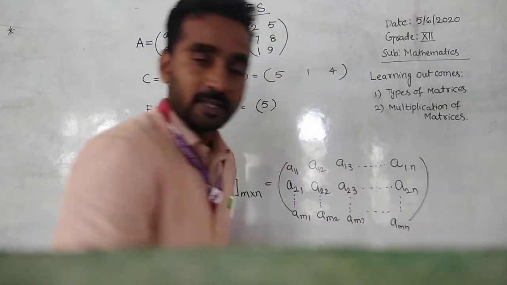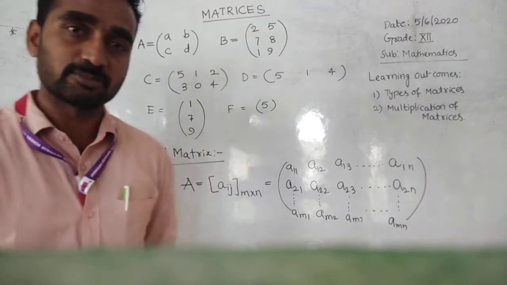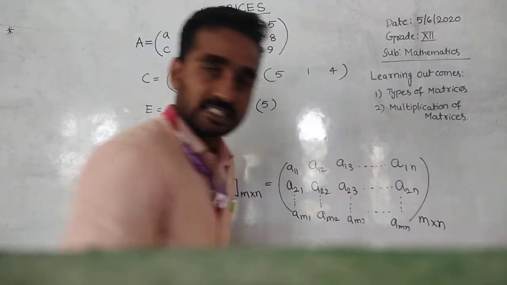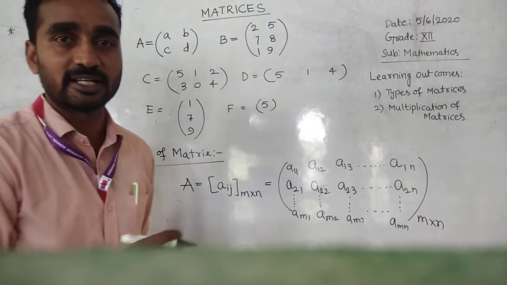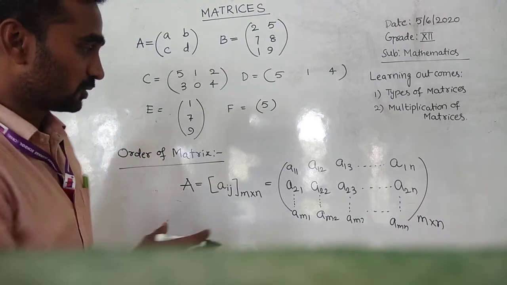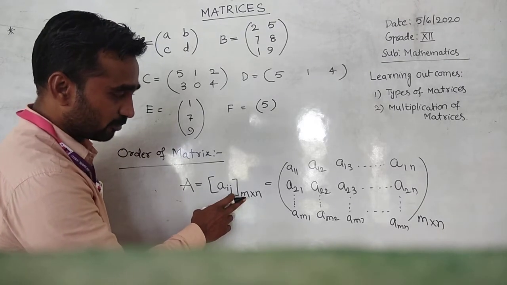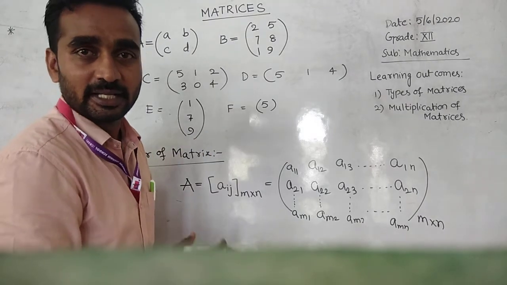So if you observe the general form, the number of rows is m and the number of columns is n. Simply we can write it as m into n but read it as m by n. So here m means the number of rows and n means the number of columns. So the order of the matrix A is m by n. Rows must be first and columns must be second. m into n, m by n.